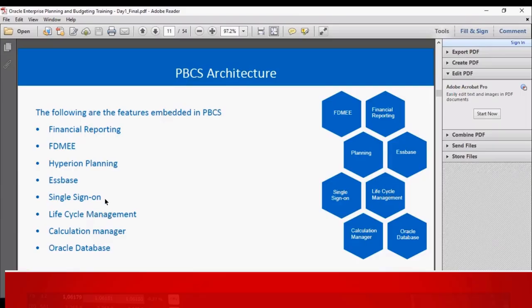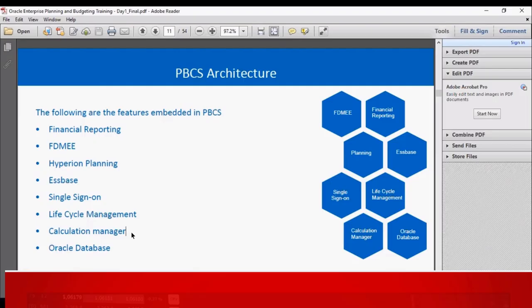And single sign-on, a single sign-on environment for users to log into the application. There will be many users across the globe, and there should be a single platform to log into, so single sign-on does its job. And the next one is lifecycle management. Lifecycle management is nothing but migration. We can migrate the entire PBCS application or the individual artifacts in the application among different environments or different applications. This migration capability is present in PBCS.